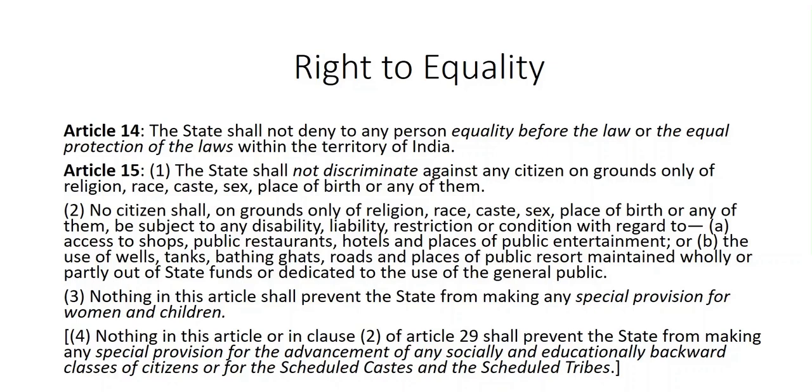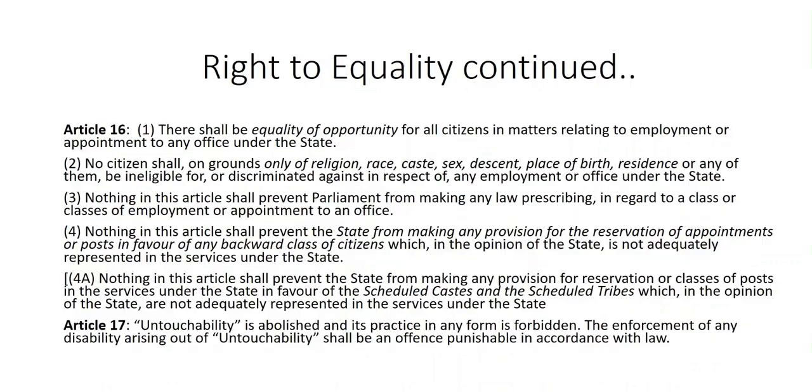Also the fourth part talks about that the state can make special provision for the advancement of any socially and educationally backward classes of citizens or for the scheduled caste and scheduled tribes. So ऐसे citizens of the society which have been discriminated against, शुरू से लेके आज तक जिनके साथ discrimination हुई है और जिनकी upliftment के लिए जरूरत है, for them the state can definitely make such laws और such special provisions कि इनको betterment मिले. So this is another exception to Article 15.